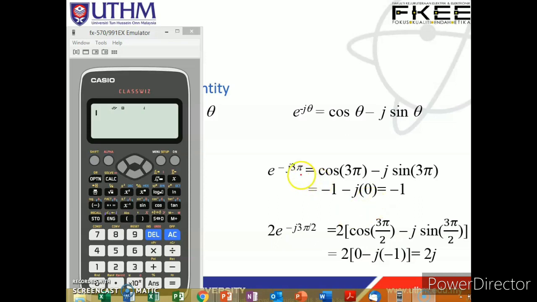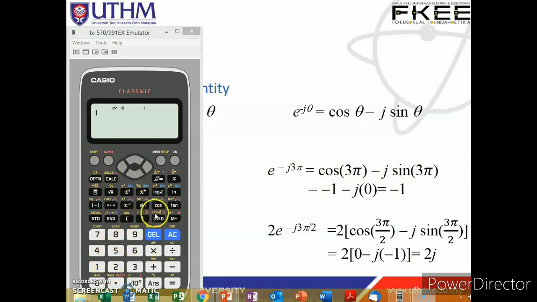Right, so let's see an example here. Our theta is equal to 3 pi, and another example is theta equal to 3 pi over 2. So first we write down the equation of Euler, which is cos theta minus j sine theta, and in our case theta is 3 pi, just put the 3 pi at the theta. And since it is negative j, in the negative form, our operation must be minus here. So we can just use this equation in our calculator.